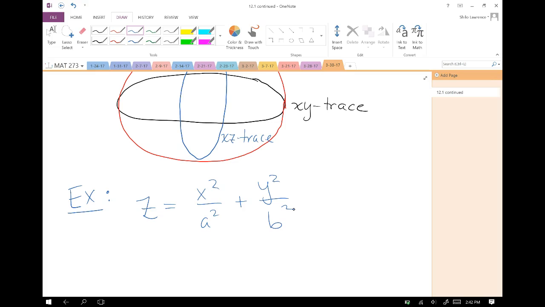So it opens in a certain direction. It's easier for me to draw that way. And typically, in 3 dimensions, if we can, we like z to be the output variable. So if we can solve for z, then it's considered a function.